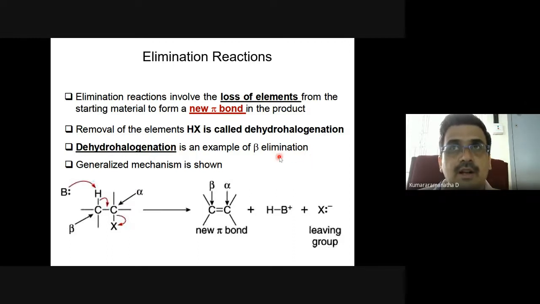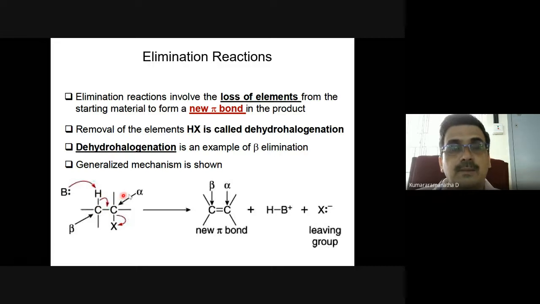So you might be wondering what is beta. You can see a halogen is directly bonded to carbon. This is called alpha, or alpha substituted halogen. The next adjacent one, which is located next to the halogen substituted carbon, is called beta carbon. Okay, so this is beta carbon.